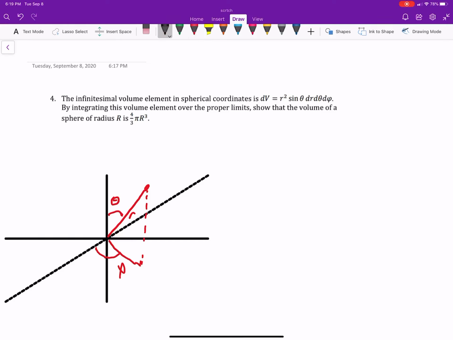Okay, so the next one says an infinitesimal volume element in spherical coordinates is dV equals r squared sine theta dr d theta d phi. By integrating this volume element over the proper limits, show that the volume of a sphere of radius r is 4/3 pi r cubed. Now, I've shown where the dV comes from before in previous videos, so I'm not going to do that again.